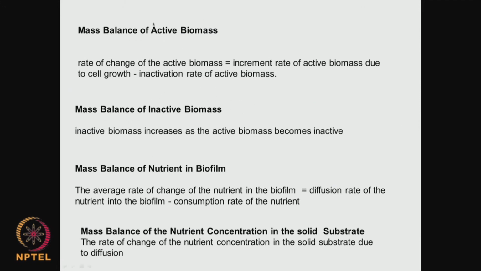We have the mass balance of the active biomass, part of the active biomass gets converted into inactive biomass. Okay. There is no decay of the inactive biomass, so that remains constant. Then you have the nutrient that is coming in due to diffusion from the solid surface. Then the nutrient gets consumed as the bacteria grows. So, the consumption rate we can put in a Monod type of rate equation. So, the left hand side will be the accumulation of the nutrient in the biofilm as a function of time. Okay, then we have the nutrient concentration in the solid substrate, the rate of change of the nutrient concentration in the solid substrate due to diffusion. Basically, this is happening because of the diffusion at the interface.